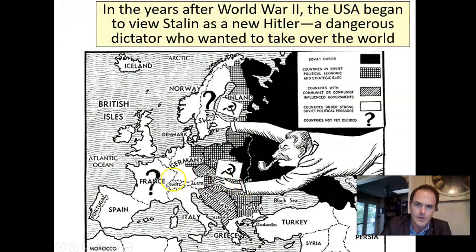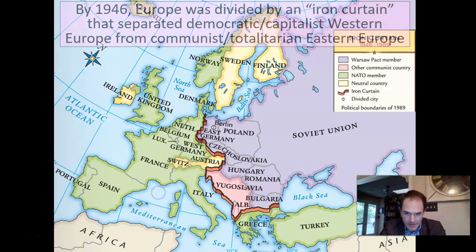All right? And in the years after World War II, the U.S. especially began to see Stalin as a new Hitler. In other words, a dangerous dictator who wanted to take over the world. Turns out, looking back, most historians would argue that was not the case, that Stalin was looking to merely be defensive in holding on to what the Soviet Union had gained as a result of World War II. But that was not the opinion at the time in the West. And we'll get more to that in the next unit.